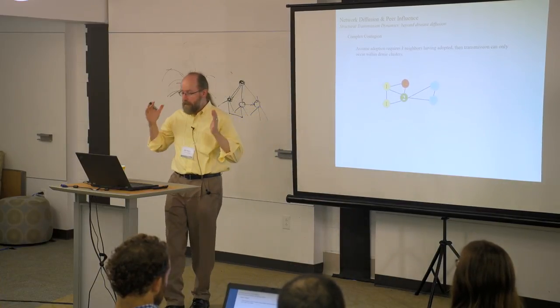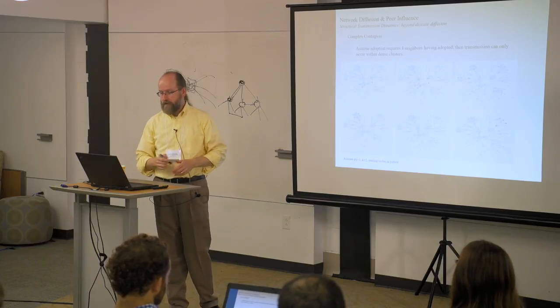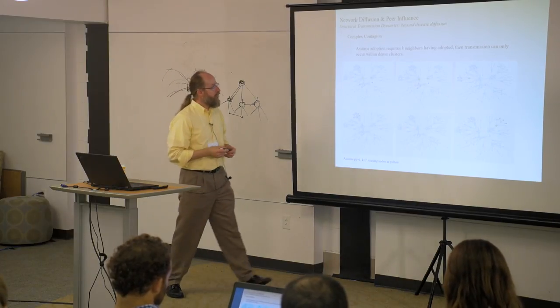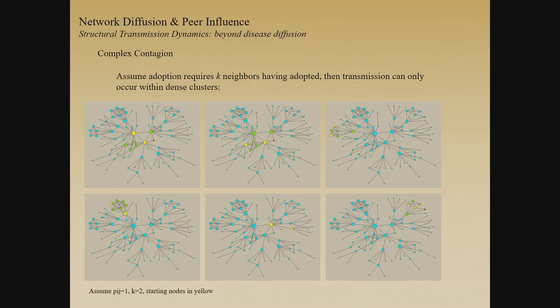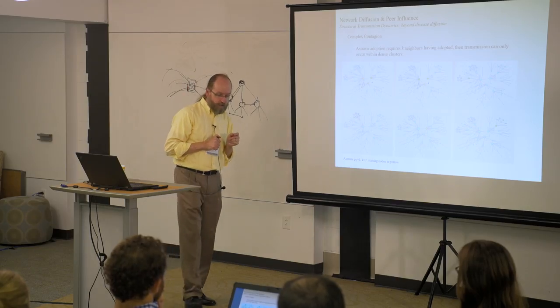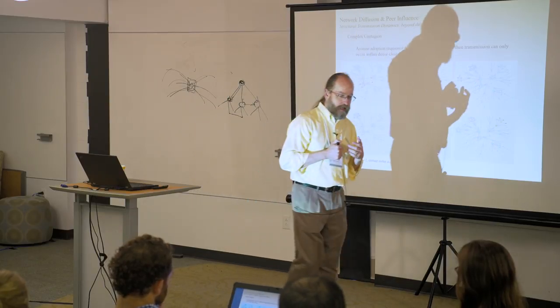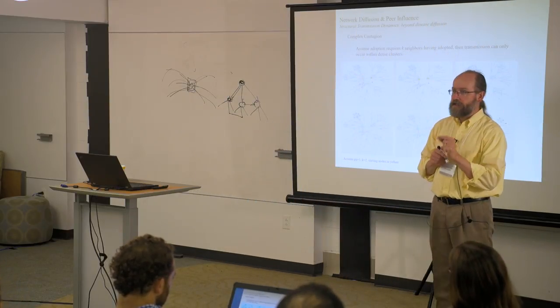You have to have multiple people around you in order for the infection to go. And if you have these little bits of pieces in the network where it's hard to cross those bridges, if you don't have structural closure at the local level, complex diffusion can almost never spread. So this is a nice, and the reason this is interesting, I think, from us socially, is that it helps explain a mystery in the diffusion process.